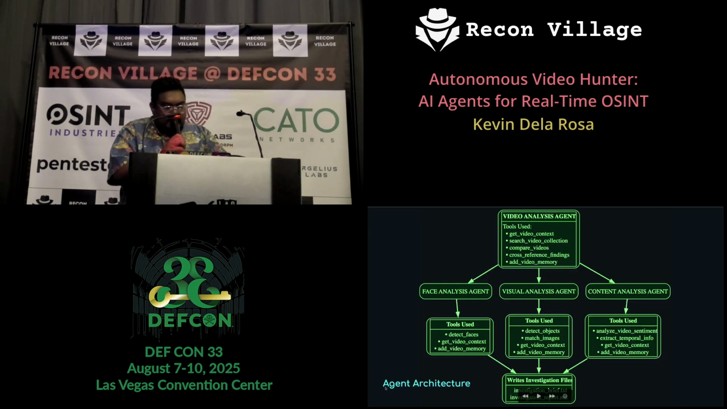This is how the different agents interact within the Autonomous Video Hunter. You have this main video analysis agent that does general things with the video to get the general context, executes search, compares videos and finds cross-references. Then you have sub-agents to do the actual facial analysis, to do the video analysis of detecting objects and matching images, and then the content analysis agent, which determines sentiment and extracts things like temporal information, and all of these write to an investigation markdown file.